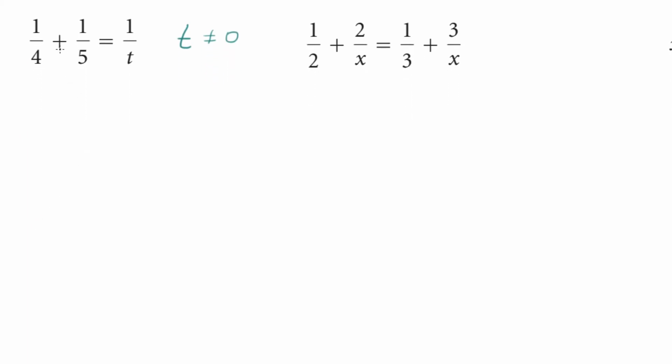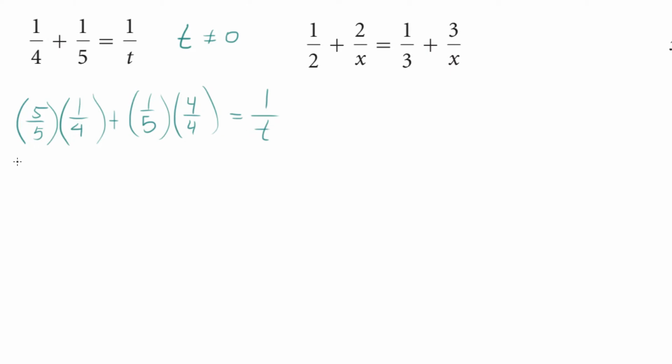Now, let's simplify the left side. The left side are just two fractions. Whenever you add two fractions, we need a common denominator. In this case, 4 times 5 is 20. So on the left fraction, I'm going to multiply by 5 over 5. On the right fraction, I'm going to multiply by 4 over 4. And then I'm going to leave the 1 over t by itself.